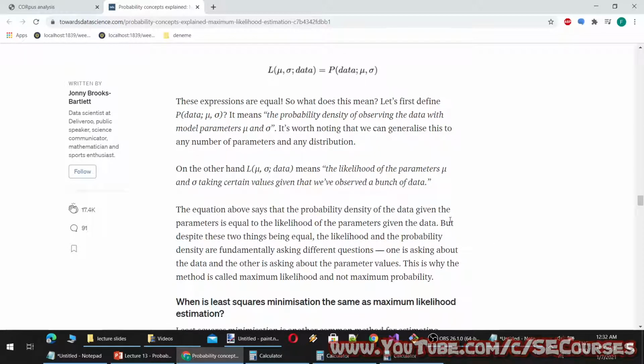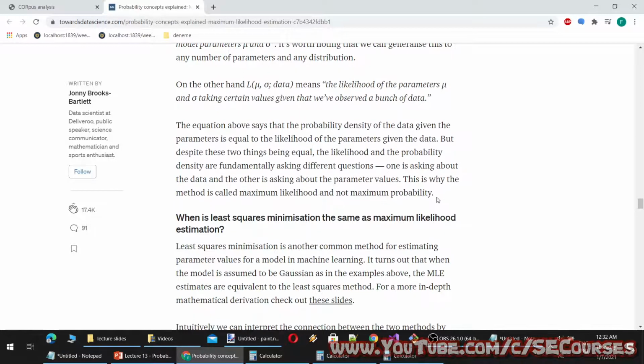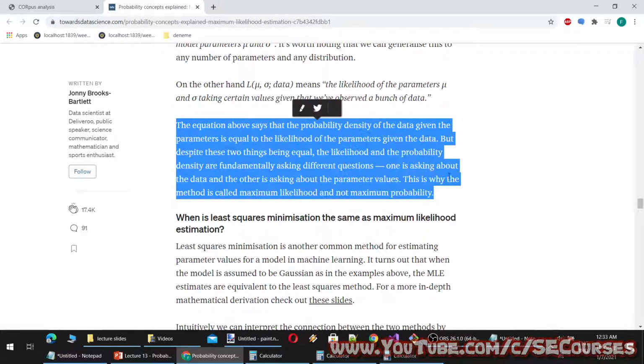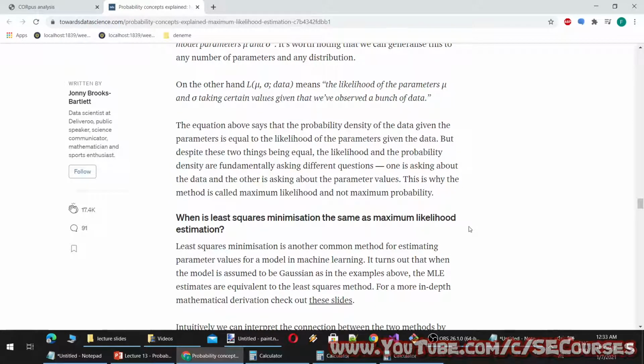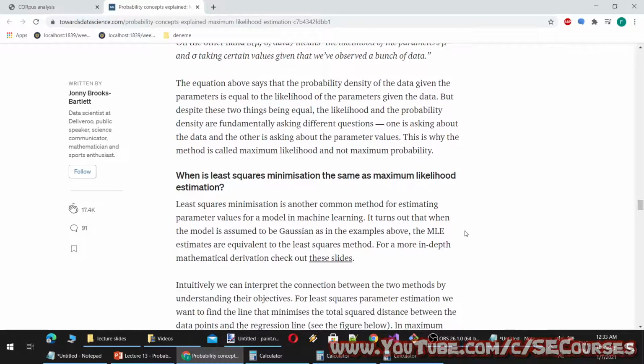On the other hand, L(mu, sigma | data) means the likelihood of the parameters mu and sigma taking certain values given that we've observed a bunch of data. The equation above says that the probability density of the data given the parameters is equal to the likelihood of the parameters given the data. But despite these two things being equal, the likelihood and the probability density are fundamentally asking different questions. One is asking about the data and the other is asking about the parameter values. This is why the method is called maximum likelihood and not maximum probability.